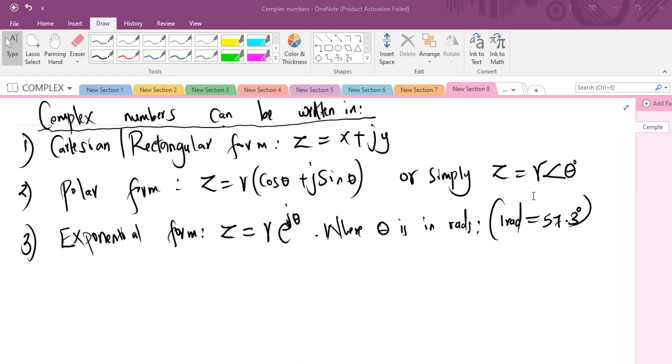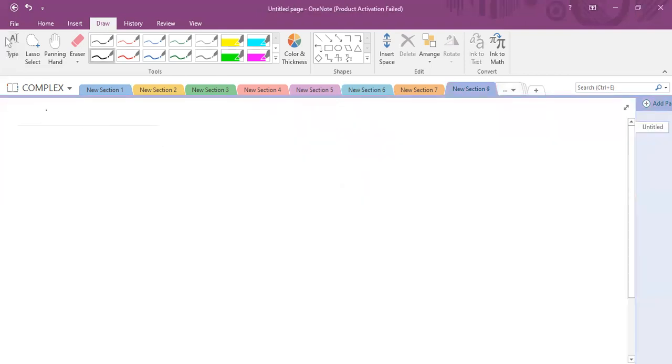And in exponential form, it is represented as z is equal to r exponential j theta, where theta has to be in radians. And this is the conversion from radians to degrees. Now, when you're given a complex number in Cartesian form, you can change it to polar and vice versa. So we want to look at conversion from Cartesian to polar and vice versa. Let's first of all look at Cartesian to polar.